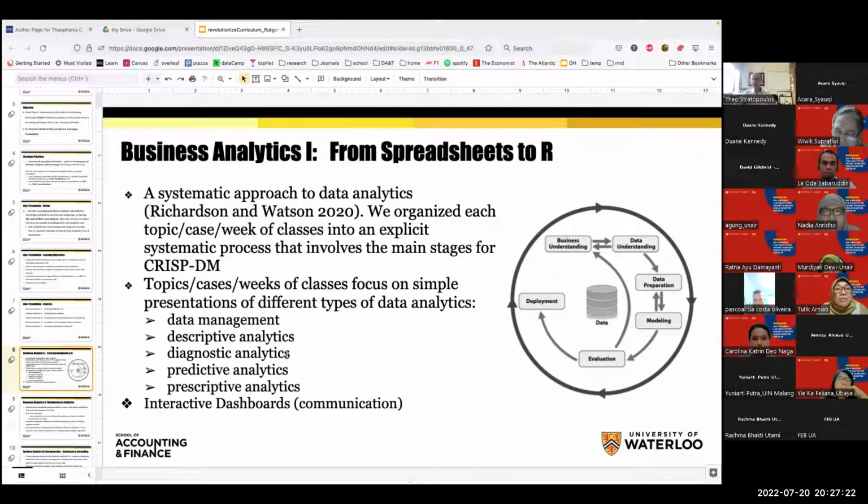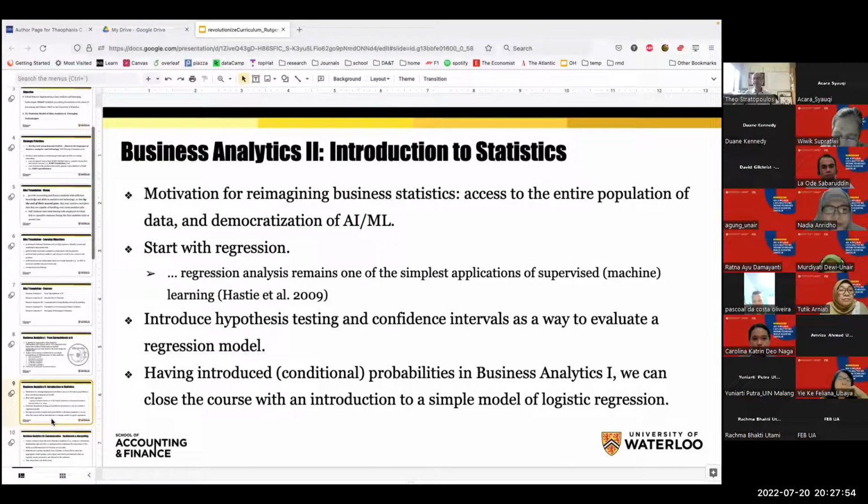The last objective of this first course is to create interactive dashboards. And we want students to learn to create interactive dashboards because it's an example of how you communicate your key findings. All right? So this is the first course, fall of the first year. All first year students must take this class. Okay? In the winter term, when they come back, they have to take the second course, which is an introduction to statistics.